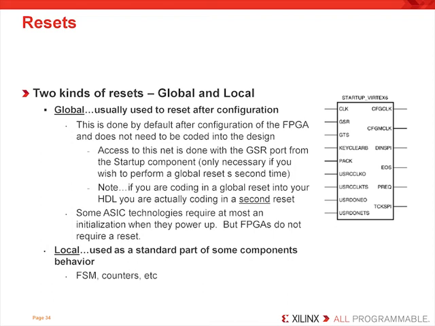Now, this resource cannot be inferred, so if you're going to be coding for a global reset in your design, you're actually coding a second reset. That is a huge waste of routing. So if you need a global reset, we encourage you to take advantage of the global set reset net and use it with the startup block. The other kind of reset is a local reset that is commonly part of any design. It, of course, only connects to just those synchronous elements that need it. Local resets are always routed on general interconnect like any other signal in your design.